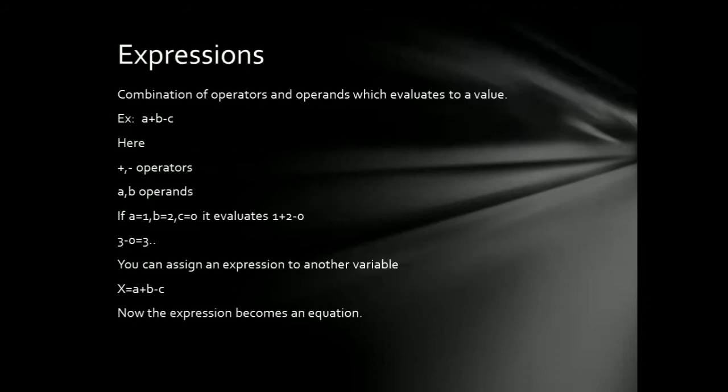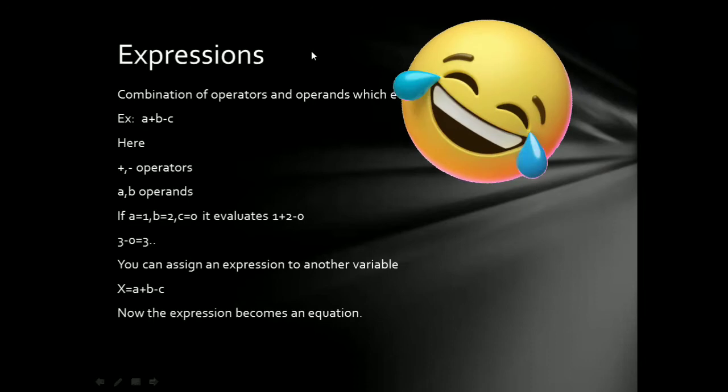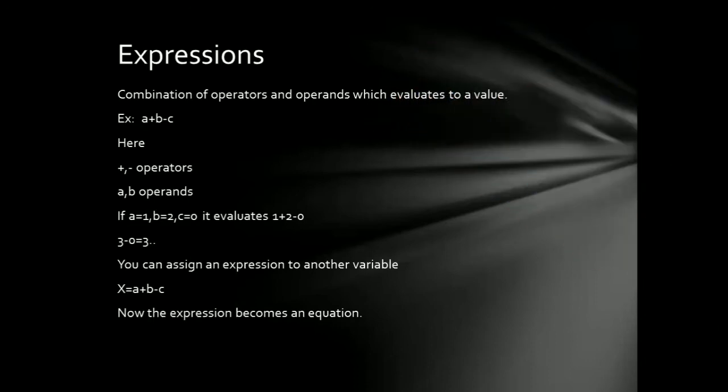What is an expression? Expression is not our facial expression, it is like your mathematical expression, which is the combination of operators and operands which evaluates to a value. Operators are the symbols which convey some specific calculatable meaning to the interpreter. For example, plus and minus here are called operators, and operands are the variables on which these operators perform their operation. Here A, B and C, all three are operands. So the examples are given here. Plus and minus are operators, A and B are operands here, whereas A, B, C, all three are operands.